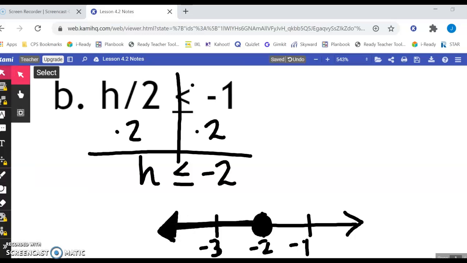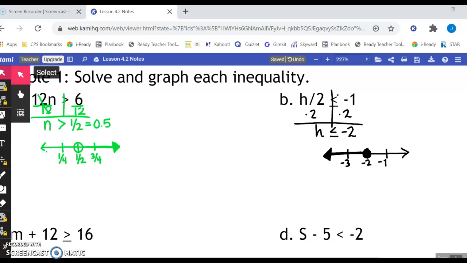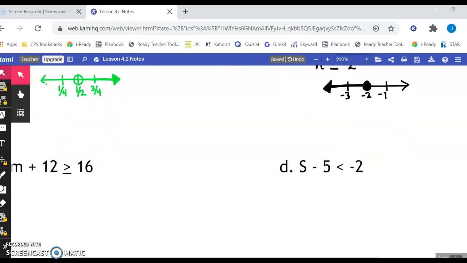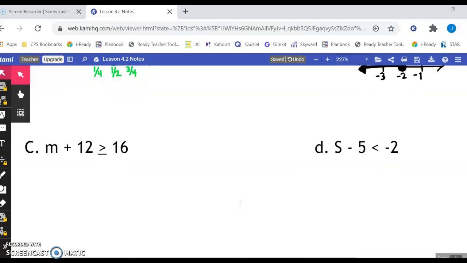So I want to point out a little bit here that as long as the variable is first, the inequality symbol works as an arrow and points in the direction that you have to shade. So that might be a little bit of a clue if you are doing things right or not.